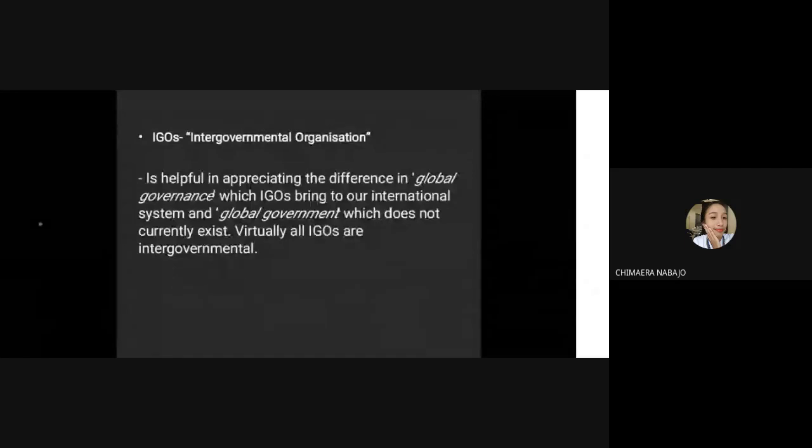International governmental organizations, or IGOs, are helpful in appreciating the difference in global governance, which IGOs bring to our international system, and global government, which does not currently exist. Virtually all IGOs are intergovernmental organizations.